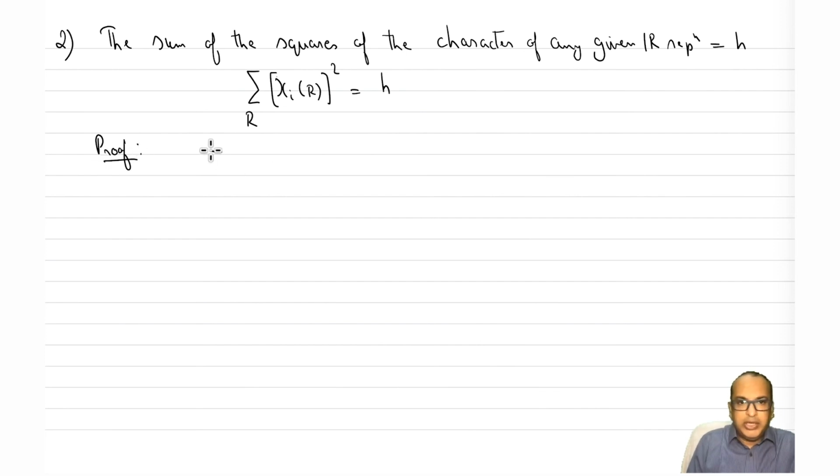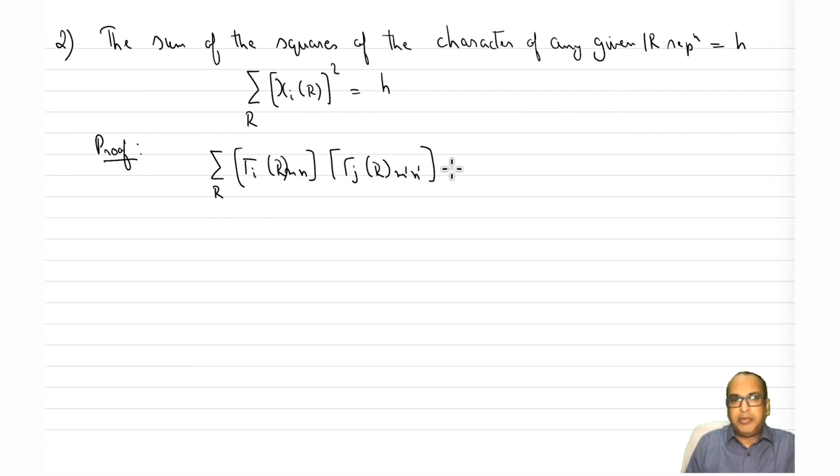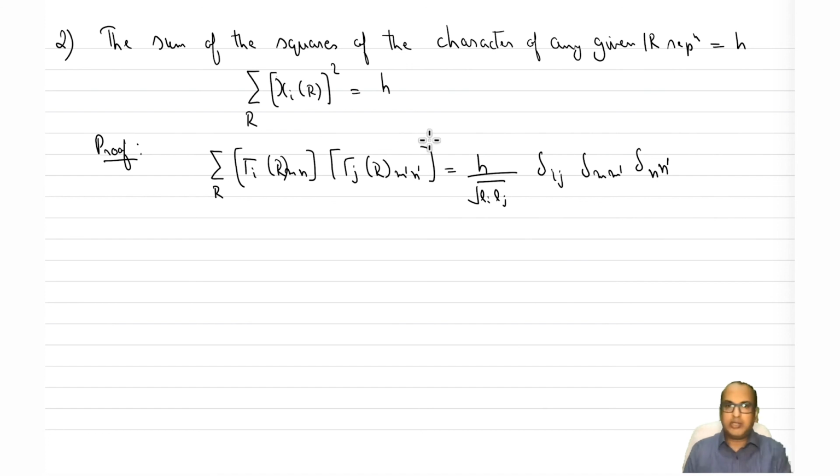So let's start with GOT, which is summation over all R of tau i of R, mn, and tau j of R, m' n', is equal to h over li lj, delta ij, delta mm', delta nn'. So I'm not putting the complex conjugate, or you can actually put the complex conjugate also here, so that doesn't matter.